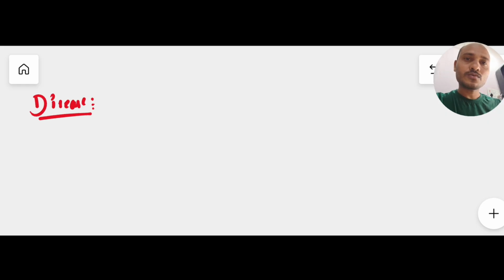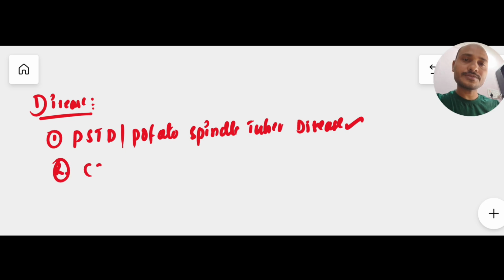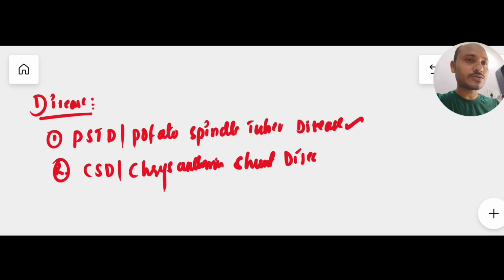Diseases caused by viroids. First, most important disease is PSTD, meaning potato spindle tuber disease. And one more important disease is CSD, chrysanthemum stunt disease. So these are the two diseases caused by viroids.